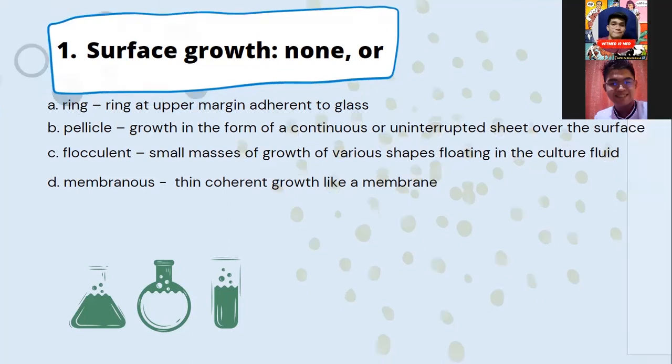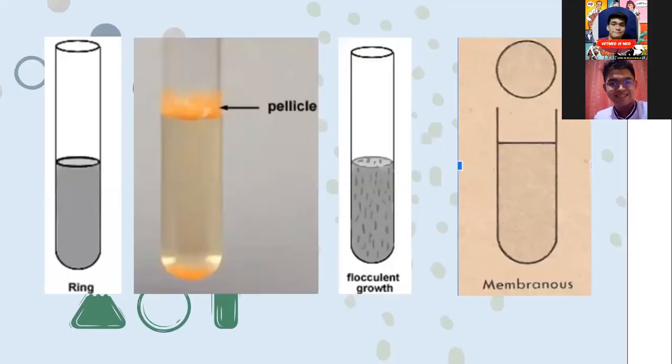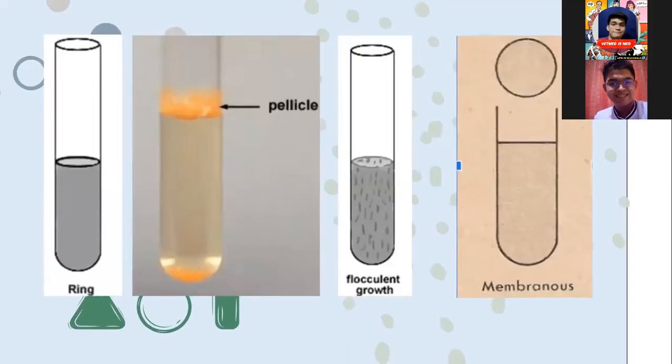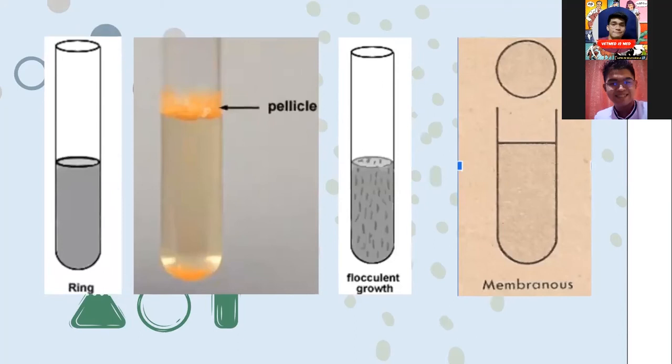Next. This is an example of ring, pellicle, flocculent growth, and membranous. Next.